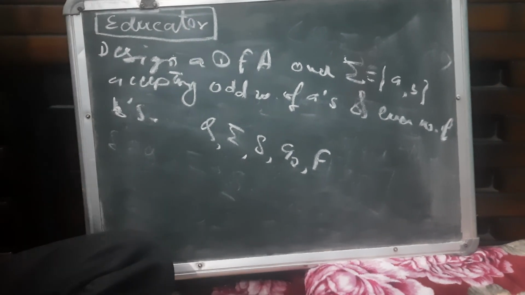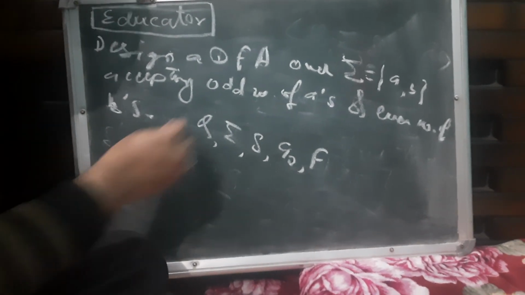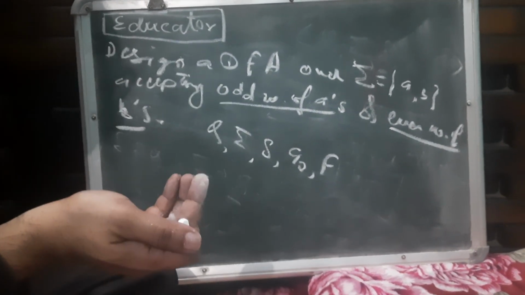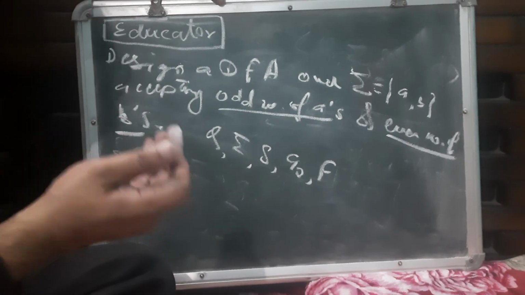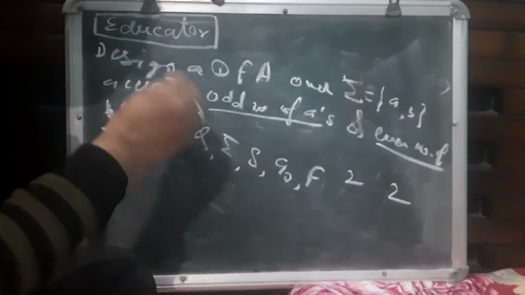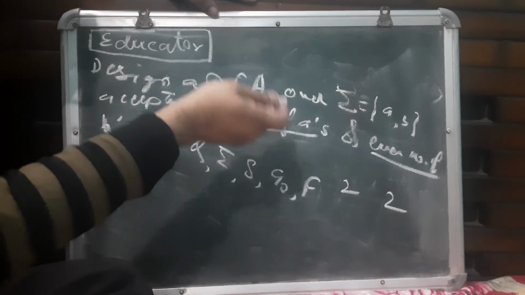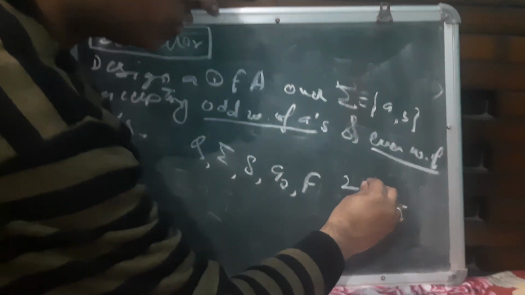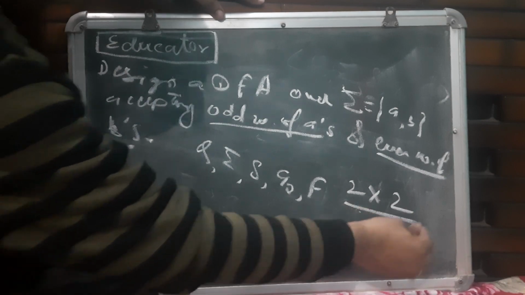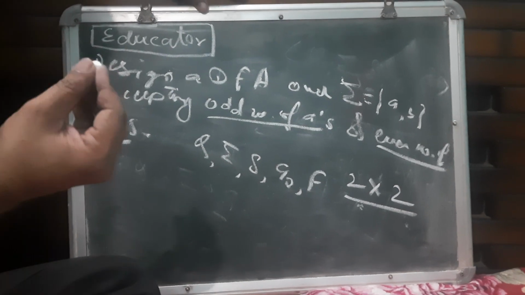Okay, now according to this condition, which says accept odd number of A's and even number of B's, let us understand how many states the DFA could have. See, A's can be in odd or even configuration. Similarly, B's can also be in even or odd configuration. So we have 2 states for A and 2 states for B. And since the DFA takes the states of A's and B's simultaneously, the total number of states will be 2 by 2. Means 2 states for A, 2 states for B. So simultaneously A and B could be in 4 configurations.